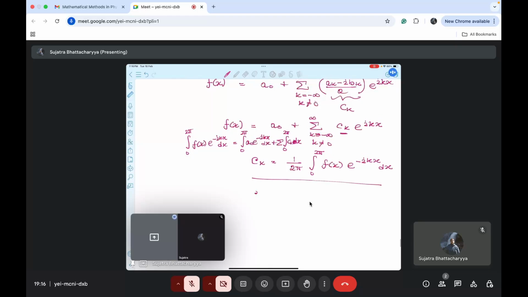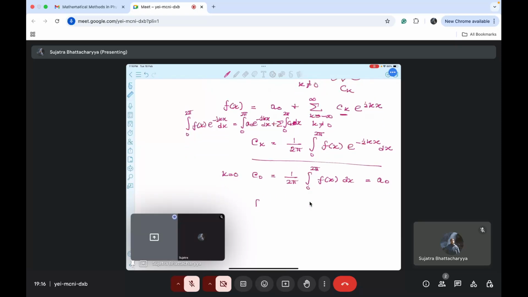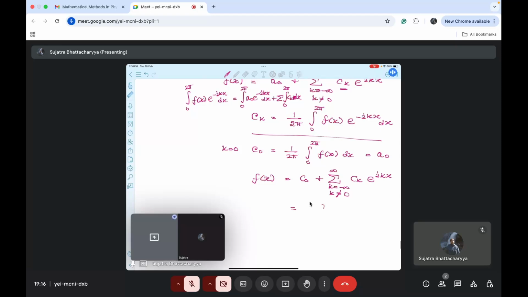Now let's take c of 0 for k is equal to 0. What will it be? 1 by 2 pi integral 0 to 2 pi f(x) dx. What was that? a naught. So a naught can be written as c naught. So f(x) can be written as c naught plus, whatever was there, summation from minus infinity to infinity, k not equal to 0, c_k e to the power ikx. Or we can combine this as k from minus infinity to infinity, c_k e to the power ikx. This is the final expression of the complex Fourier series.